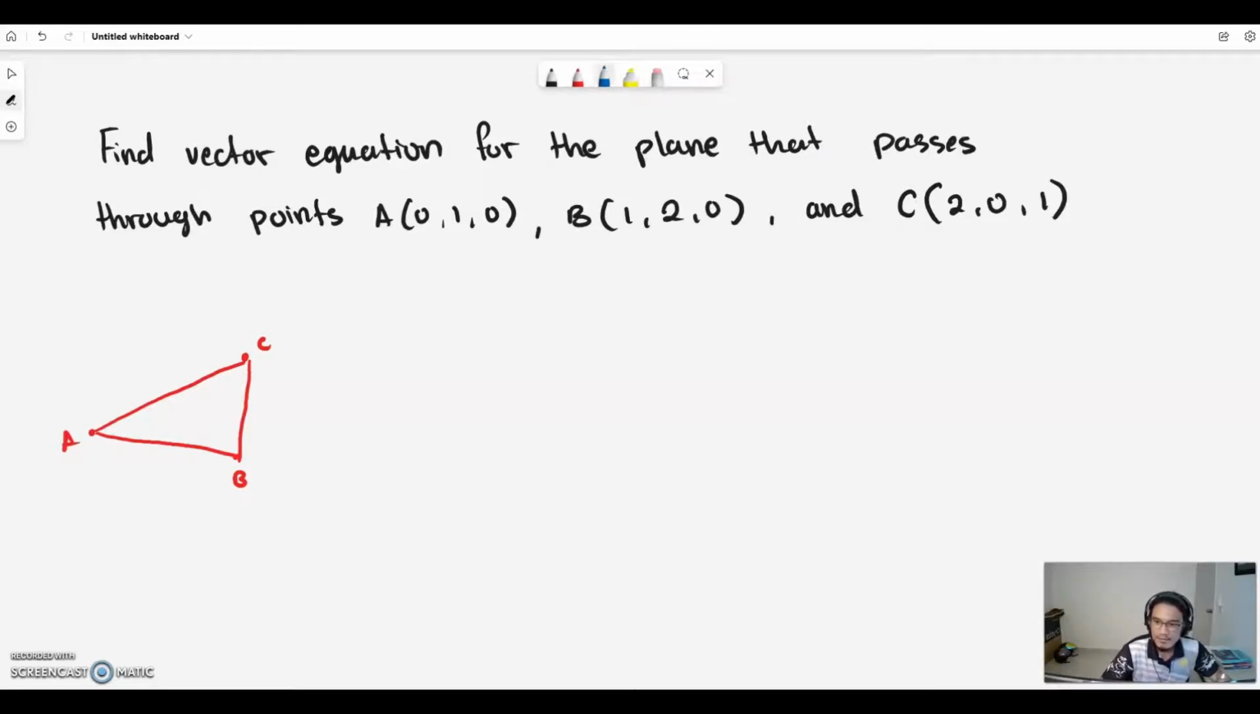And to find the vector equation, what we need is a point. That is already given by the question. We are given three points, A, B, and point C. What we don't have is the vector that is perpendicular to the surface of our plane. This vector can be found by taking the vector AB cross the vector AC. When we do a cross product between two vectors, it will create another vector that is perpendicular to both of the two vectors.